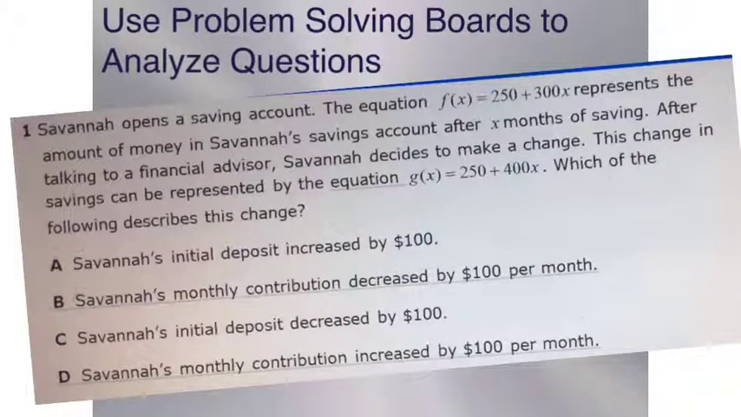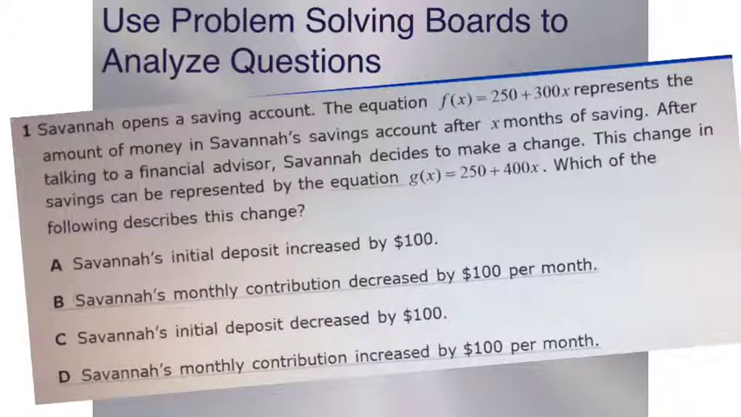We're going to use problem-solving boards to analyze questions. It's so much easier and more effective. In this question, Savannah opens a savings account and the equation f of x equals 250 plus 300x represents the amount of money in Savannah's savings account after x months of saving.